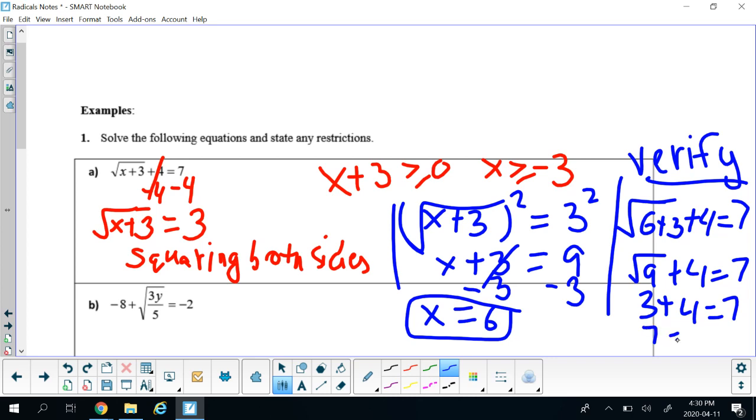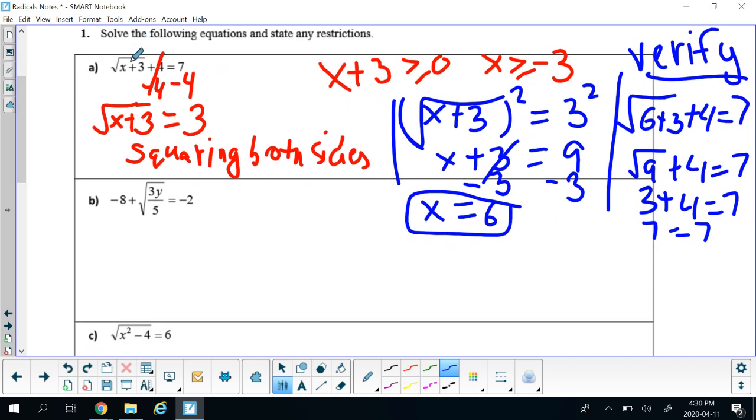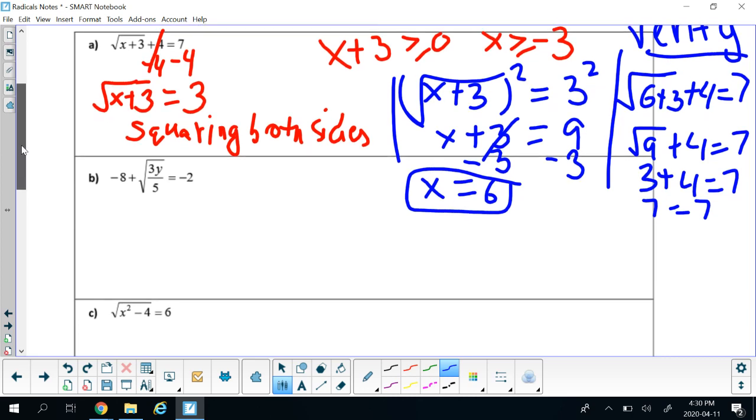So our left side is equal to right side, hence proved. Okay, so x equal to 6 is the root of this equation, or is the solution of this equation. Let's do our part B.